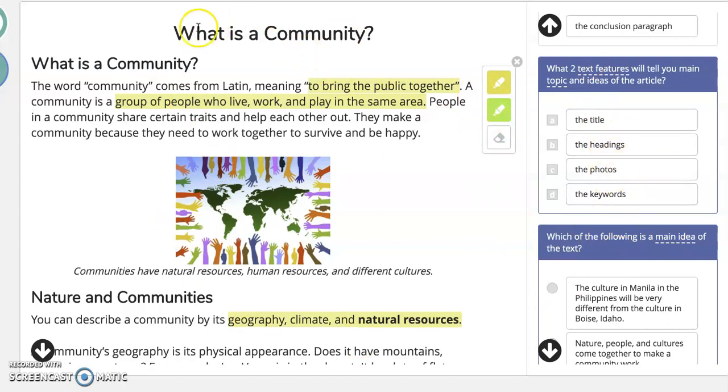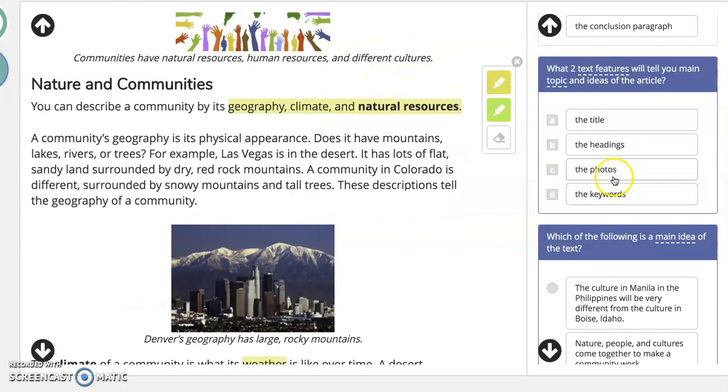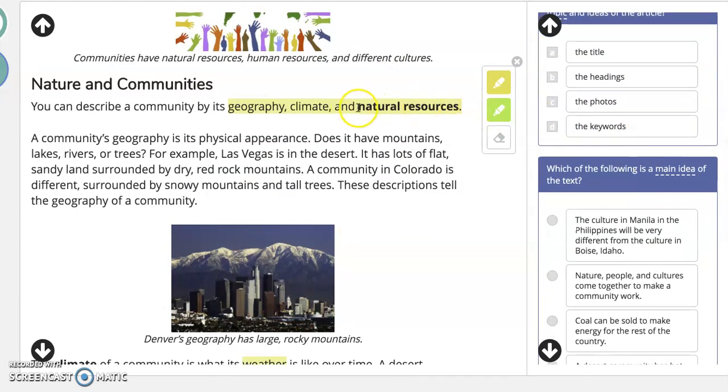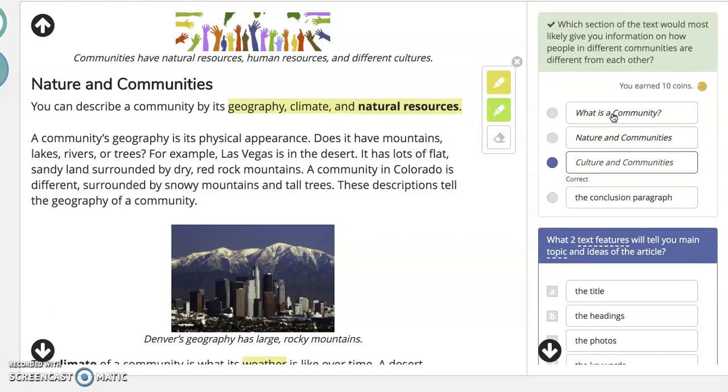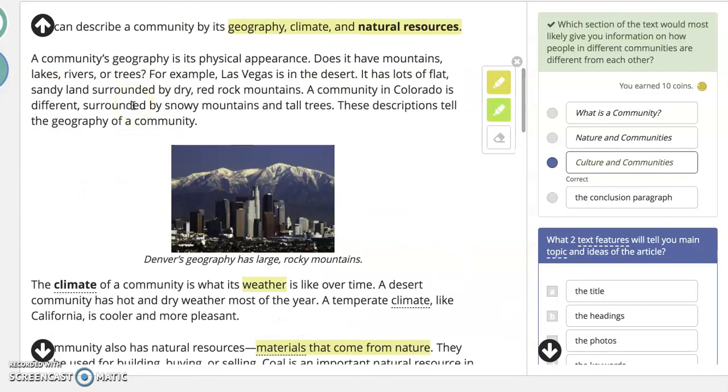Remember, the title is What is a Community? The headings are all of these bigger ones that tell me what each section is going to be about. The photos are the photos, and the keywords are these ones that are in the dark. What two text features will help you really figure out the main topic and ideas throughout the article? Pause and answer the question.